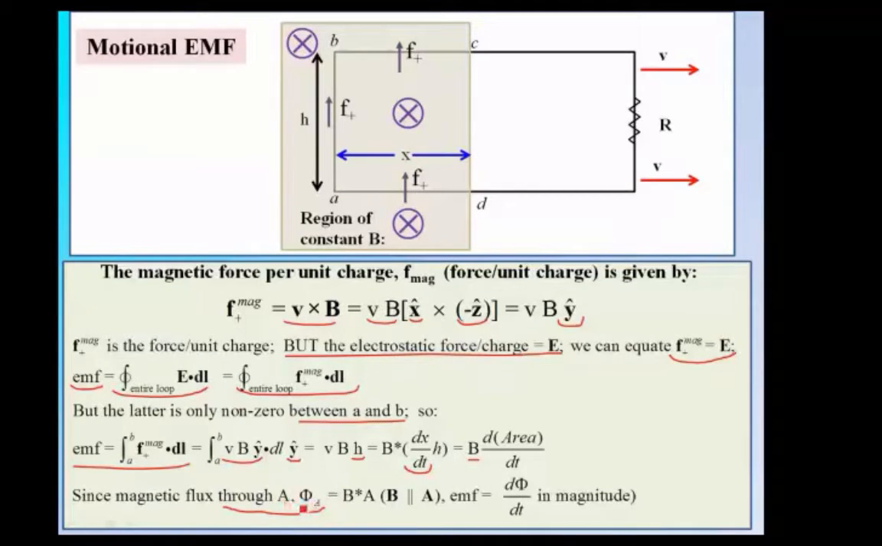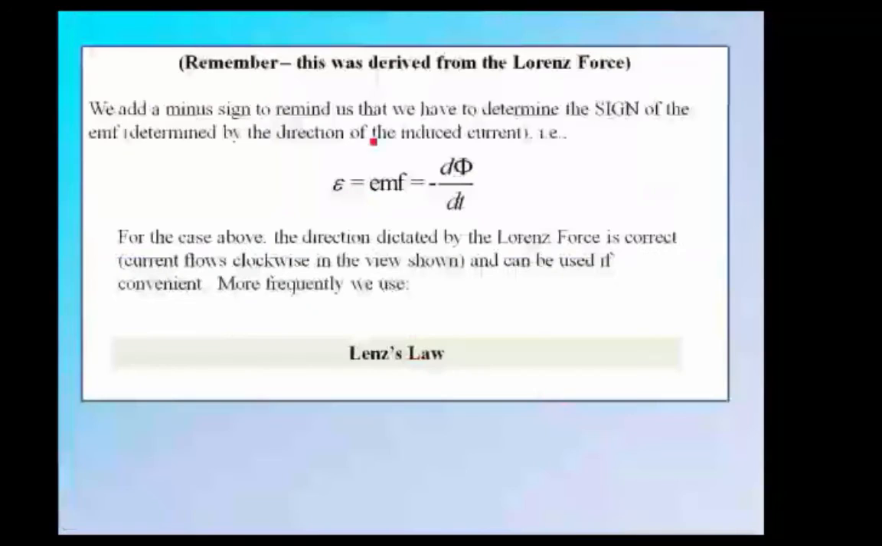So here's the flux, BA, and if we take EMF equal to B times dA over dt, we can see what we're doing here is changing the flux. So dΦ/dt is equal to the EMF, and this is in magnitude. Remember that what we've done was derived from the Lorentz force, so we're talking about things that are generated by the motion of the charge through a magnetic field.